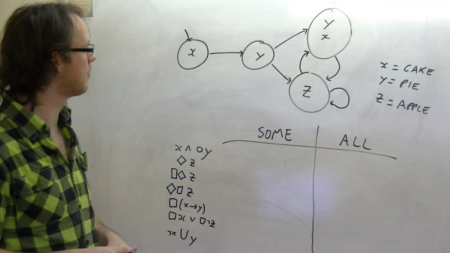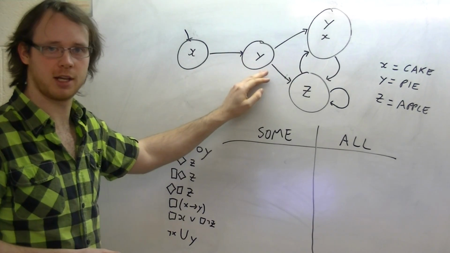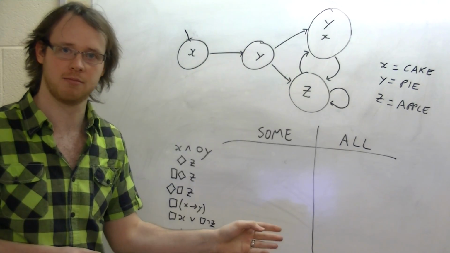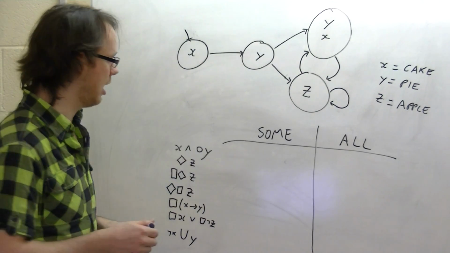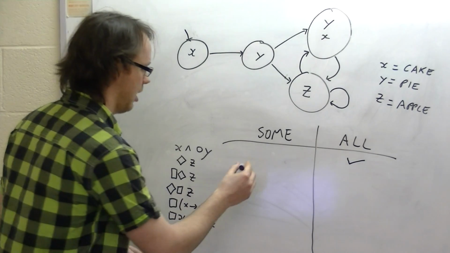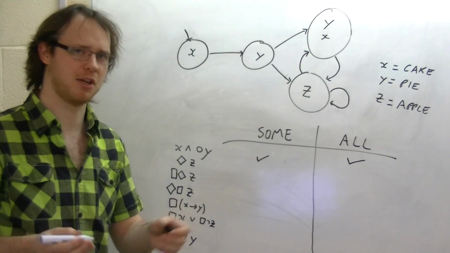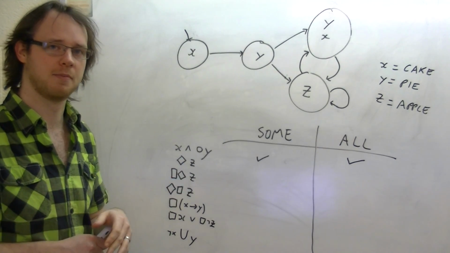Well, x is true in the first state, y is true in the second state. Any path of this state transition diagram starts with those two states, therefore it's true in all paths, therefore it's true on some. Okay, nice, start nice and easy. Okay, next one, eventually z.